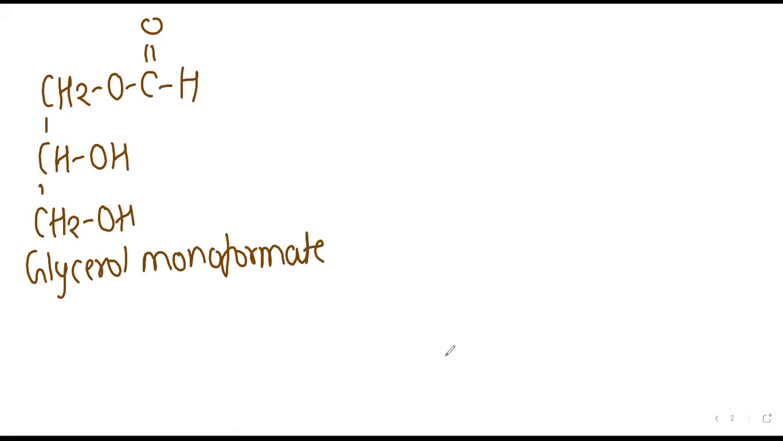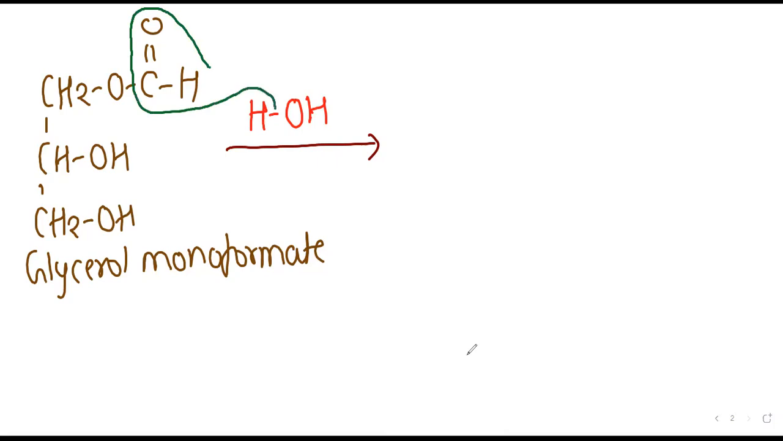This is the glycerol monoformate. Hydrolysis means we have to treat it with water molecule. Now treat it with the water molecule, H2O, HOH. Now what will happen here? This part, the HCO part, combines with OH like this. What does it combine with? With OH.